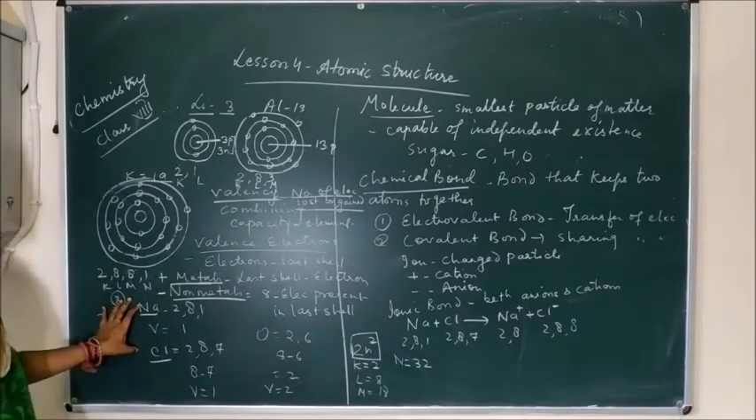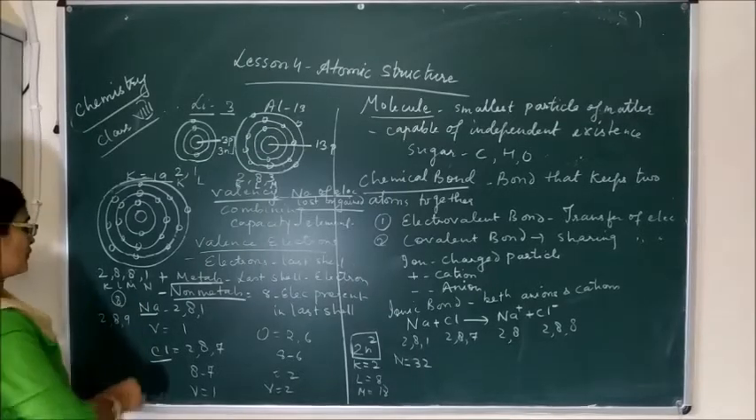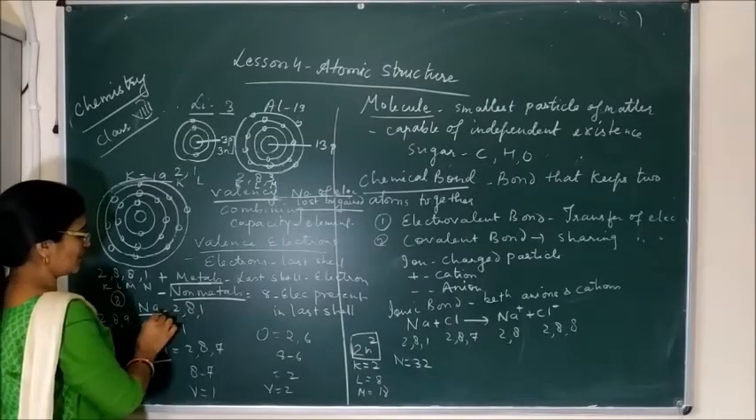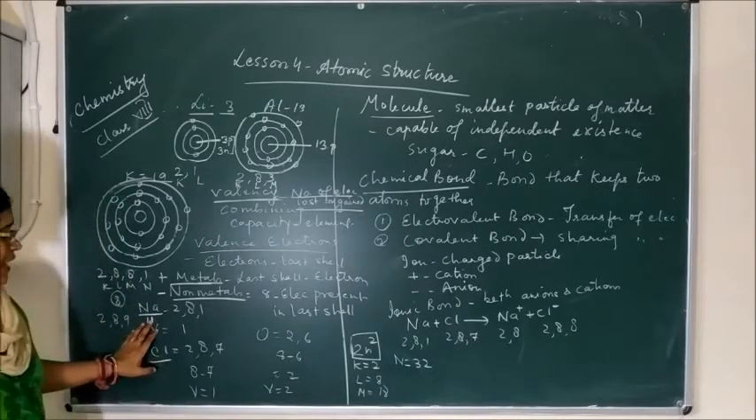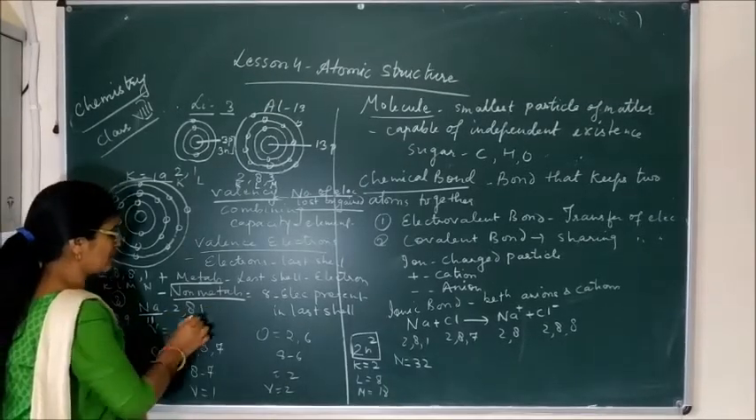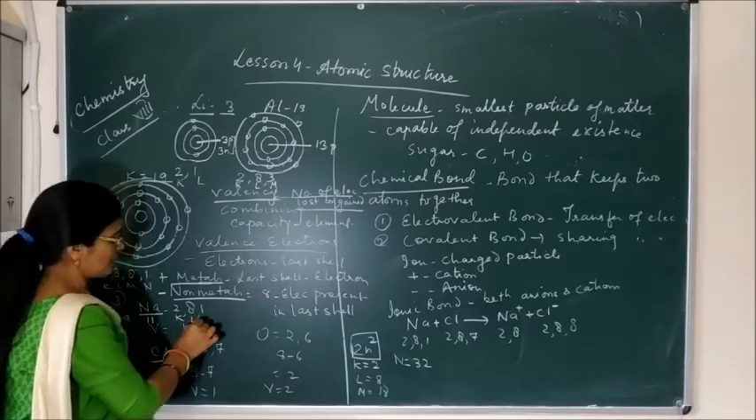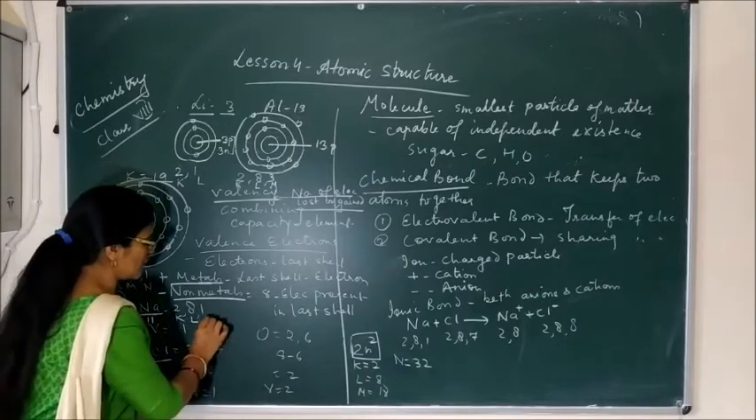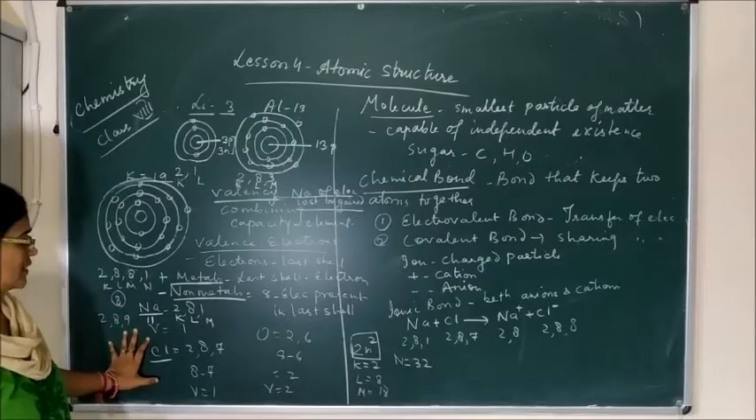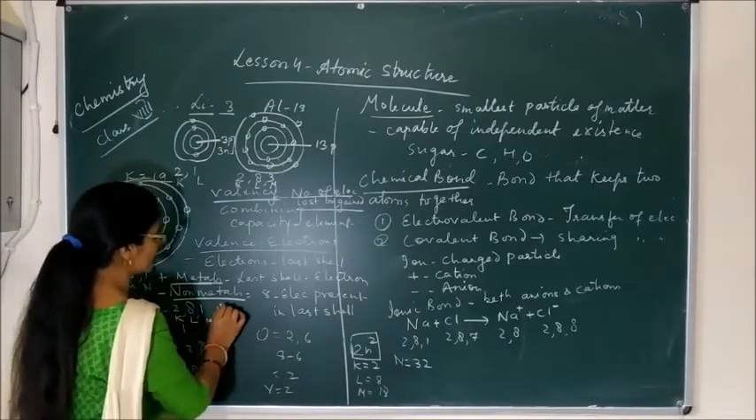So how can we derive the valency of the different elements? For that also, first we should know the atomic number. The atomic number of sodium is 11, so its electronic configuration will be 2, 8, 1. The first shell will occupy 2 electrons, the L shell 8 electrons, and the M shell 1 electron. There are two ways to derive the valency. The first way is that the last shell electrons of the metal will be its valency.